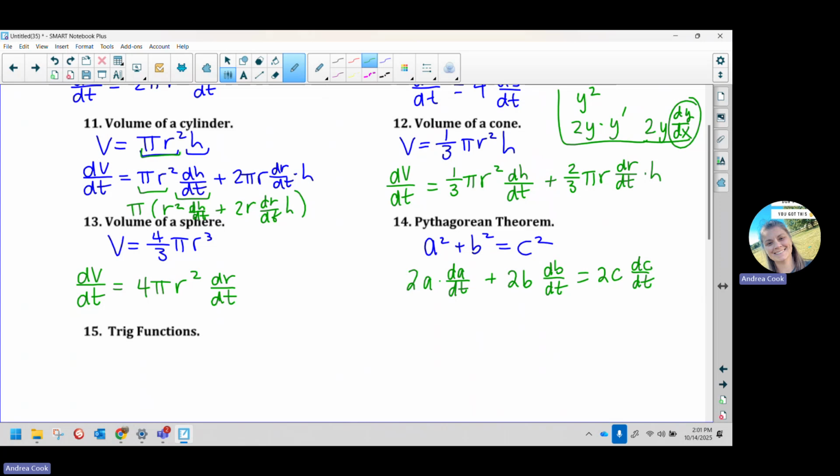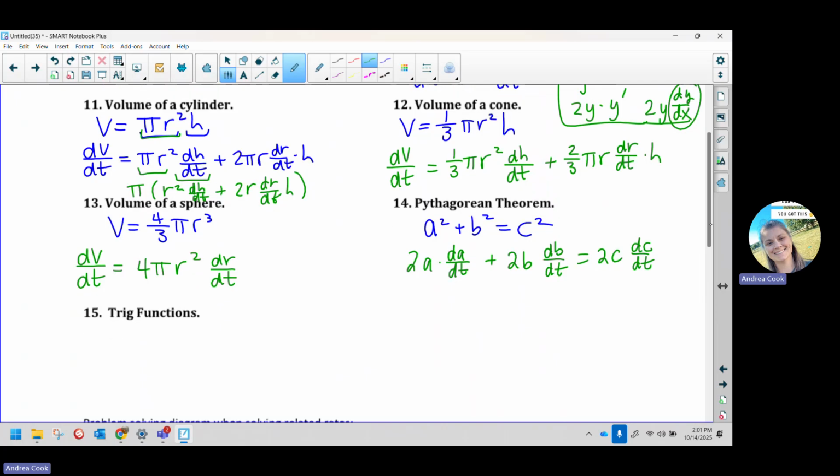Why didn't you square root c to make it simple? You mean square root? If I square rooted the whole thing, then finding the derivative of that is going to be way harder, because we'd have to do it to the 1/2 power. Okay. All right, now trig functions.